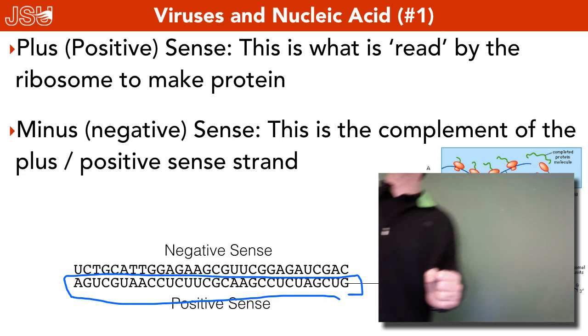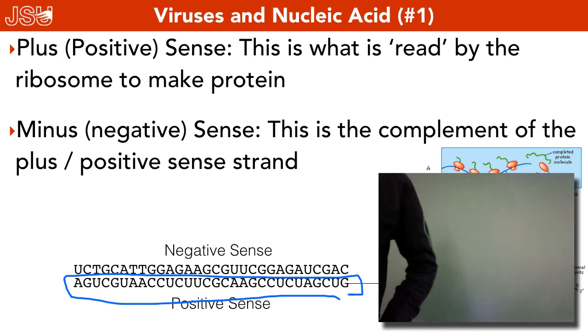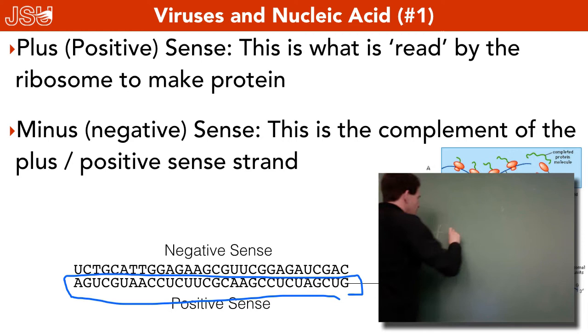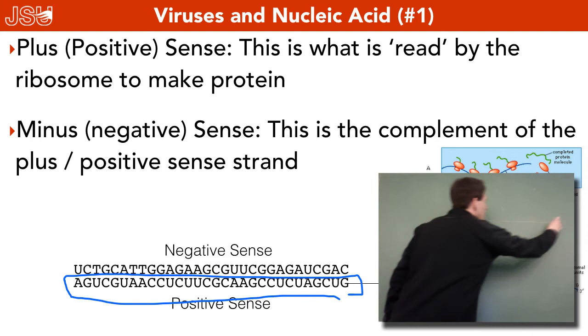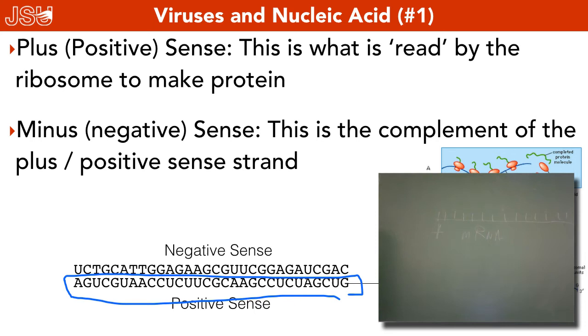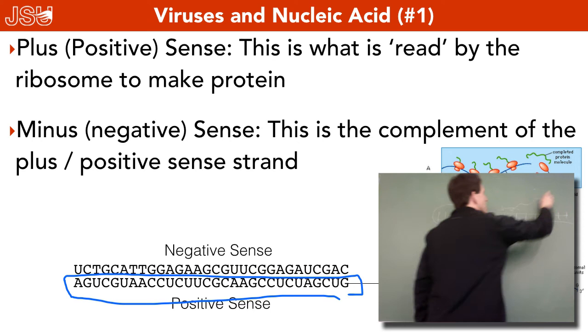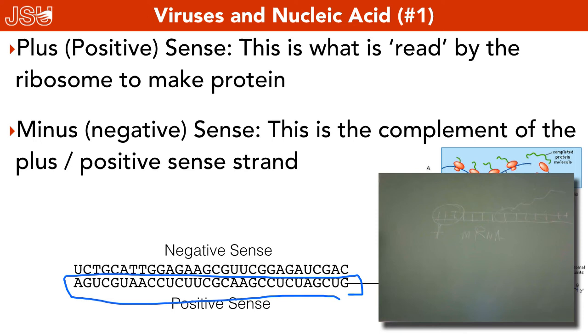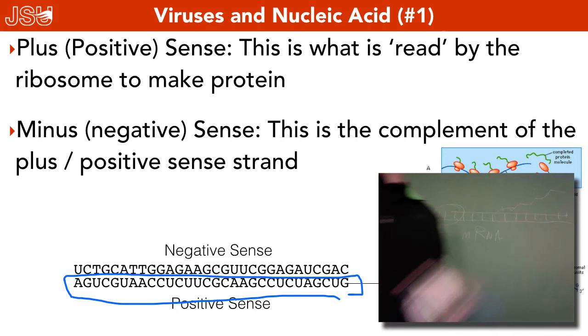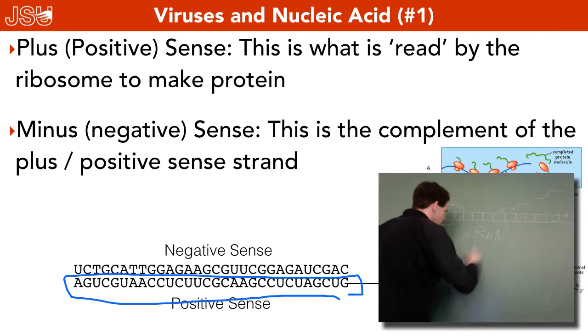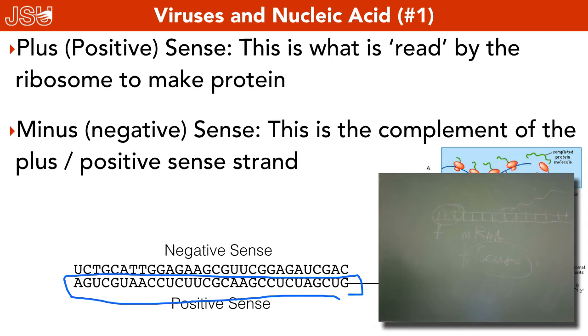That process is called translation, correct. So we want our positive strand of mRNA because that positive strand will be read by ribosomes from the host cell, and as it moves down that mRNA, it will make what? Protein, exactly. So no matter what virus type we're talking about, be it a retrovirus, a double-stranded DNA, a double-stranded RNA, a single-stranded RNA, a single-stranded DNA, it's all going to positive sense. Because that is what makes protein, exactly.